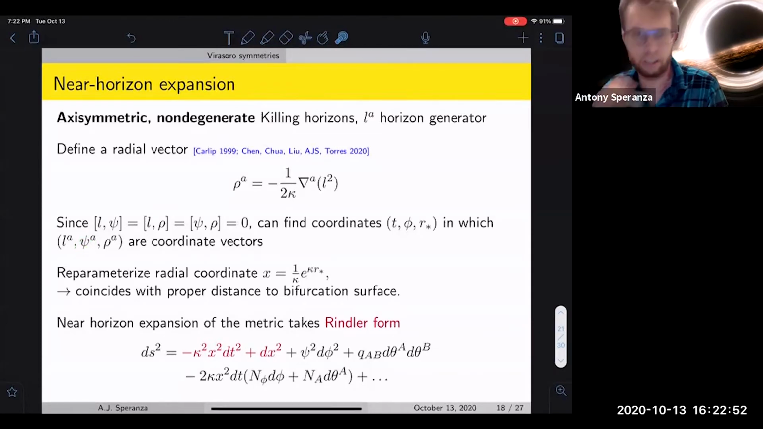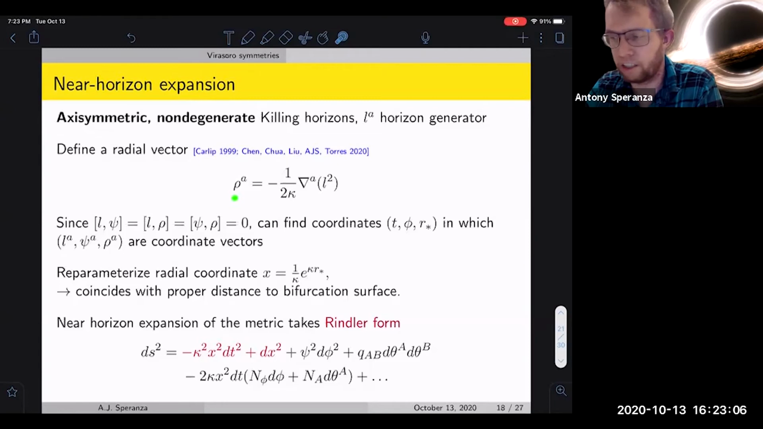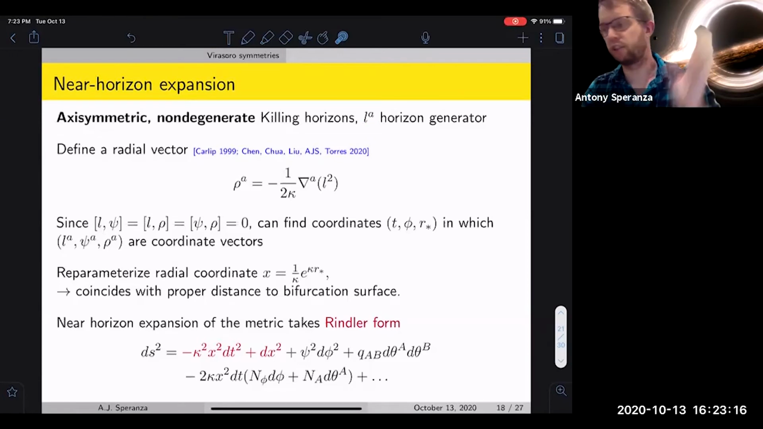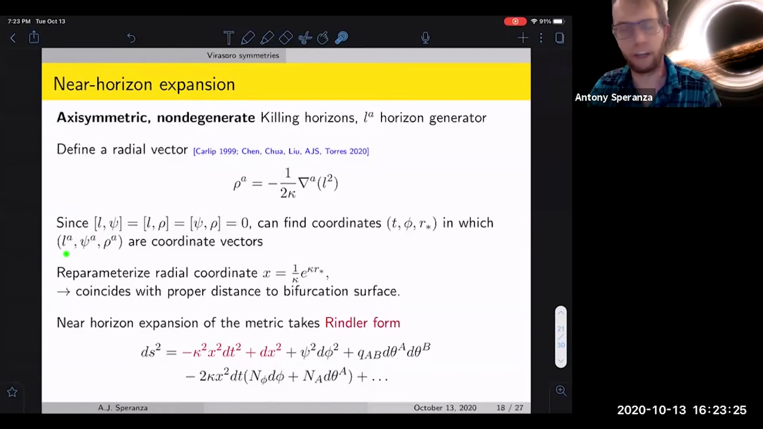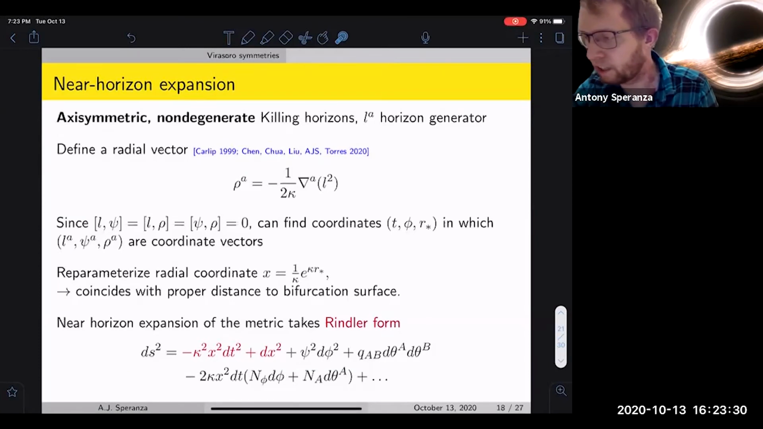So you can think of the horizon as being foliated by a bunch of circles coming from the orbits of this rotation Killing vector. And so there's a universal form of the metric near any such Killing horizon. What you can do is construct canonically this dilatation vector, which we call rho, coming from the gradient of the horizon generator. So sorry, L^a is going to be the Killing vector that's tangent to the horizon, rho is going to be the gradient, and psi is the rotation. You should think of L as a boost generator at the bifurcation surface, and rho as a dilatation at the bifurcation surface.